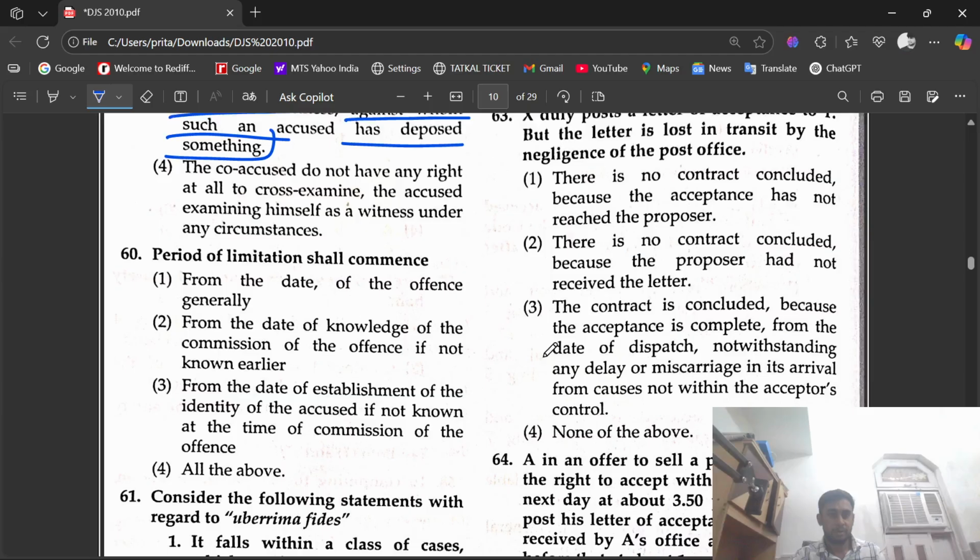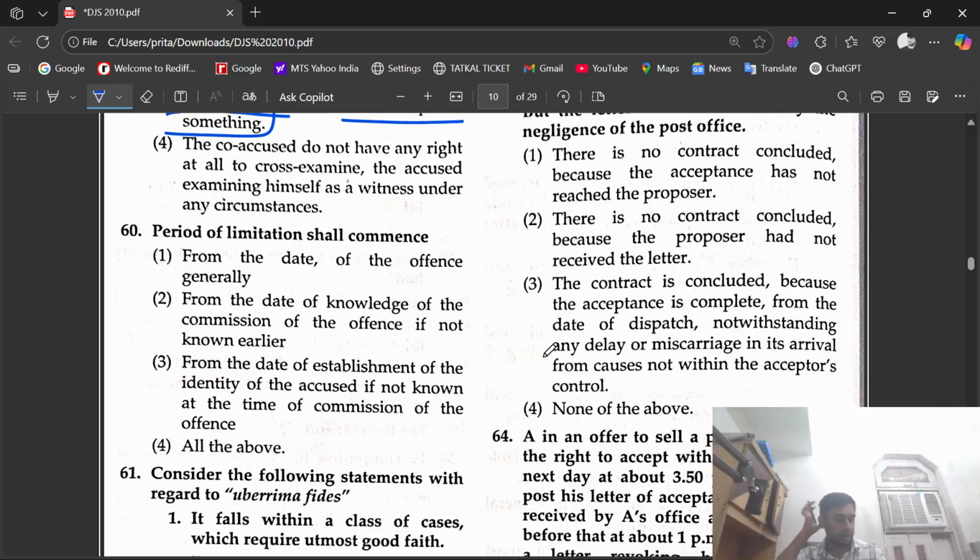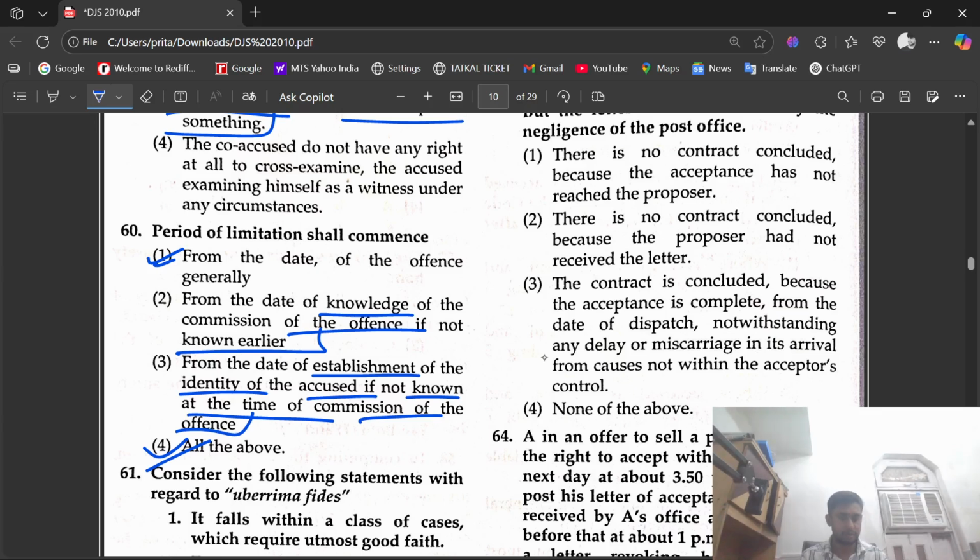Question number 60. Period of limitation shall commence from the date of the offence generally; from the date of knowledge of commission of the offence if not known earlier; from the date of establishment of the identity of the accused if not known at the time of the commission of the offence; all of the above. So the right option is 4, that is all of the above.